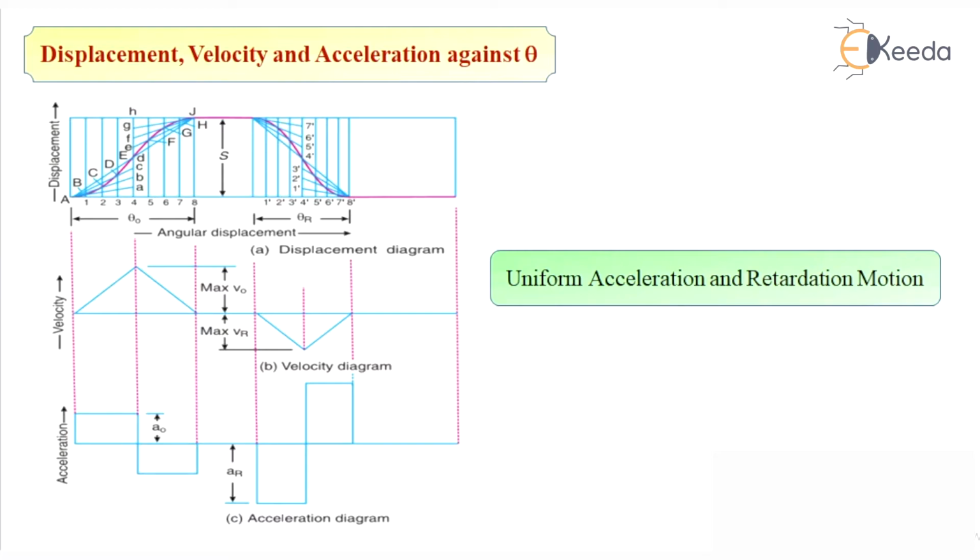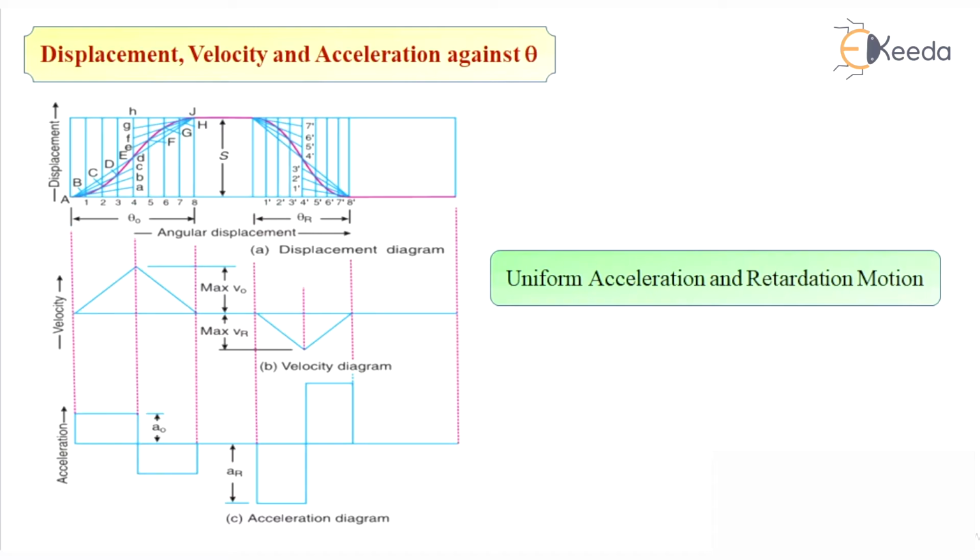Divide the stroke of the follower S into the same number of equal parts as theta 0 was divided. Join AA to intersect the vertical line through point 1 at B. Similarly, obtain the other points C and D, etc., as shown in the figure. Now join the points to obtain the parabolic curve for the outstroke of the follower.